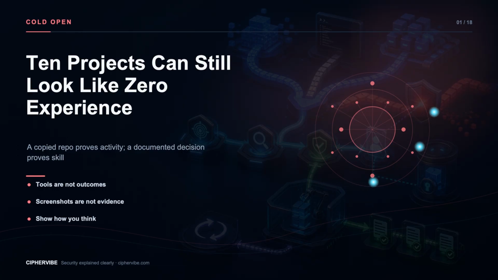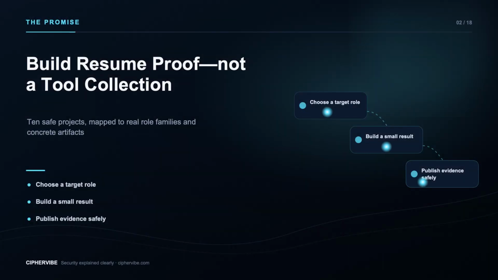10 project titles do not strengthen a resume. Verifiable evidence does. This is a ranked list of 10 beginner projects you can run in a local lab or realistic simulation. For every project, you will see the role it supports and exactly what to publish. Do not build all 10. Choose one or two that match the job you want, then finish them deeply enough to explain in an interview.